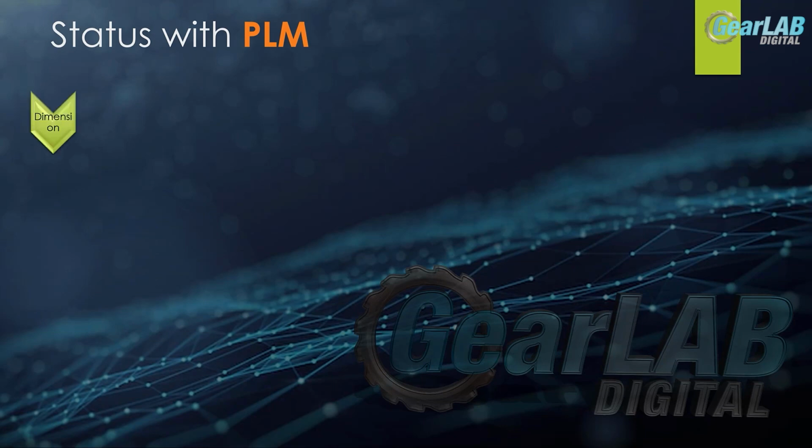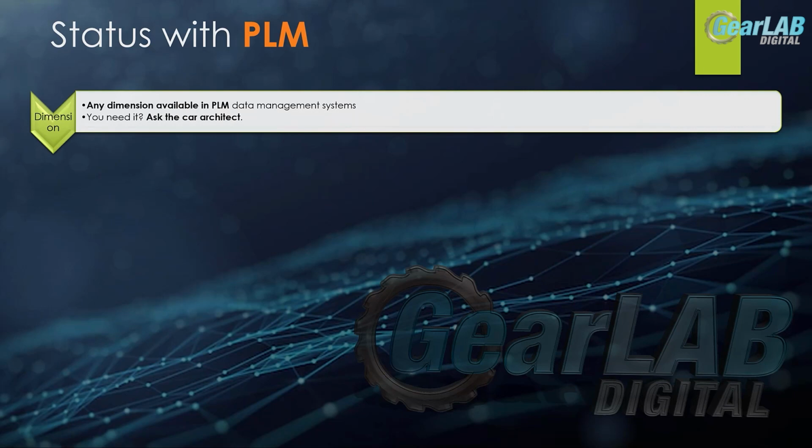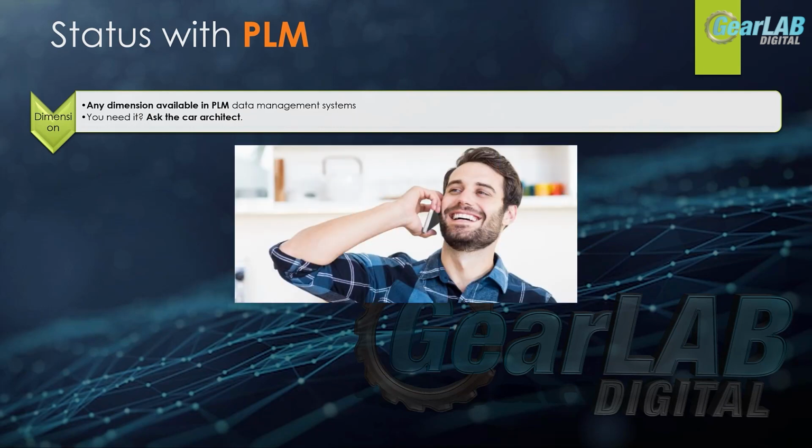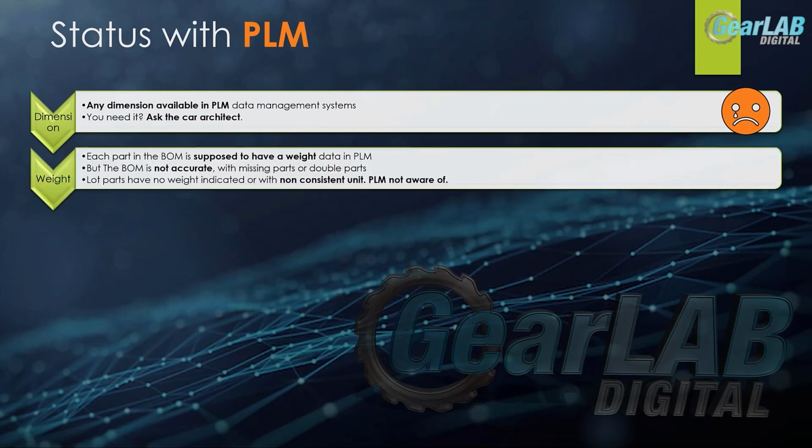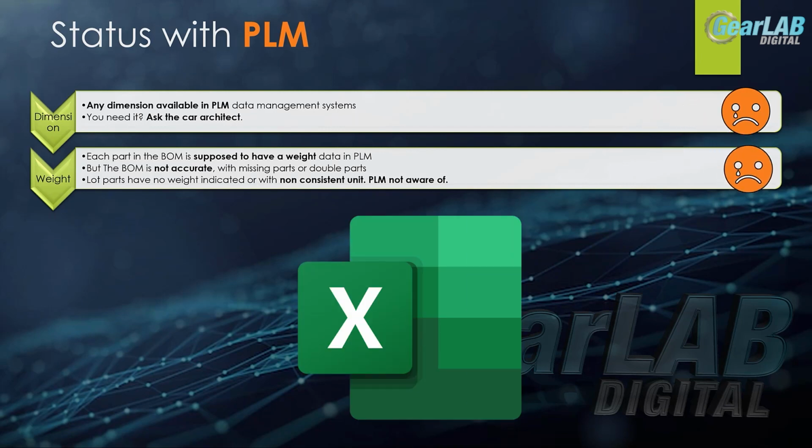About dimensions. Not a single dimension is available in the PLM data management systems. You need it? Forget PLM, ask the car architect by phone, or learn to use your CAD system. About weights. Each part in the BOM is supposed to have a weight data in PLM, but the BOM is not accurate, with missing parts or redundant parts. Lots of parts have no weight or a non-consistent unit, kilogram, grams, or tons, all mixed. PLM is just not even aware of. Forget PLM, you'd better use Excel.